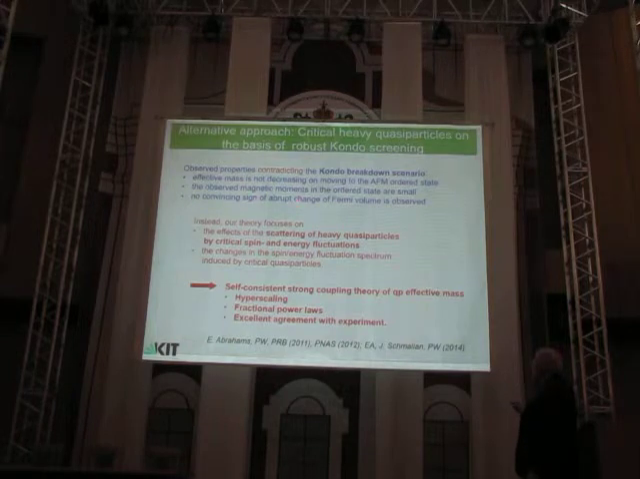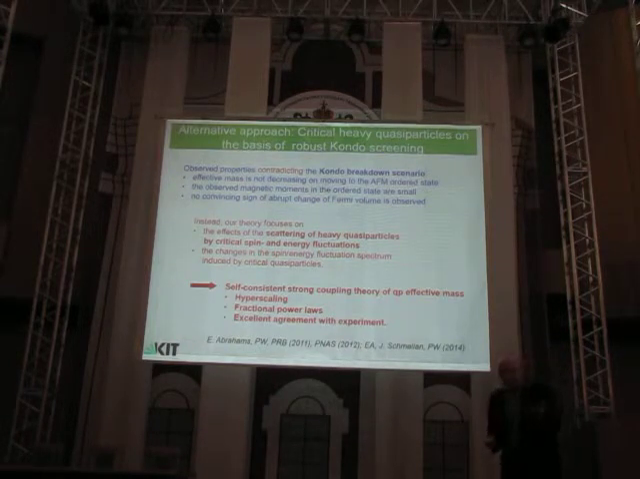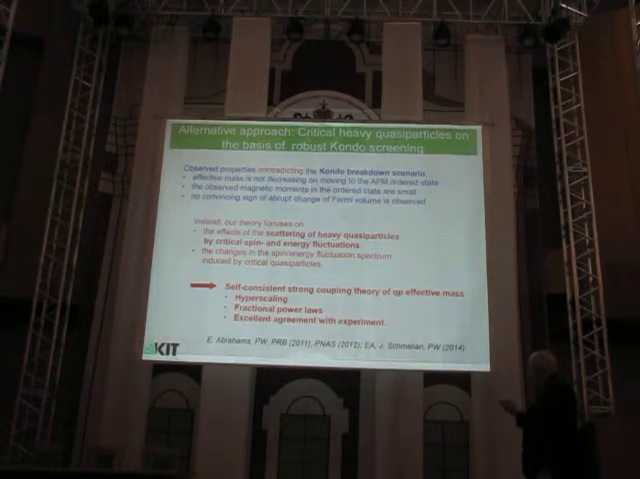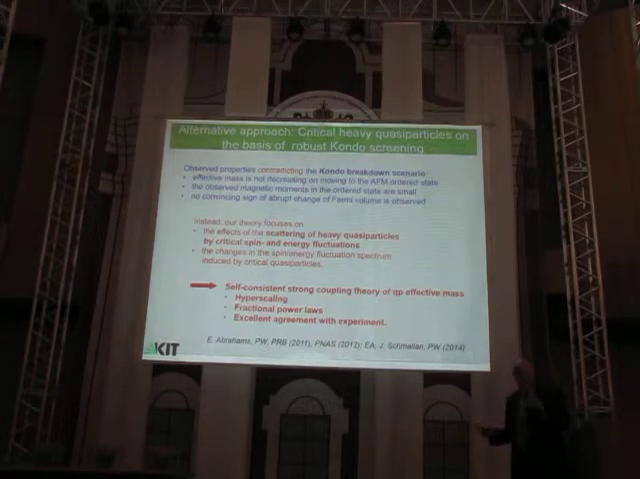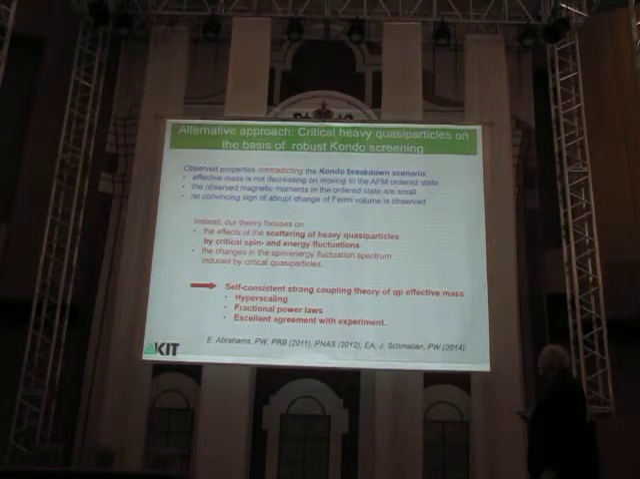And a convincing sign of an abrupt change of the Fermi volume, namely from a large Fermi volume, which contains the localized spin contribution, to a small Fermi volume where the localized spins are removed, is also absent, although people have claimed that such a transition can be seen. But I disagree. Instead, our own theory focuses on the effects of the scattering of heavy quasiparticles by critical spin and energy fluctuations.